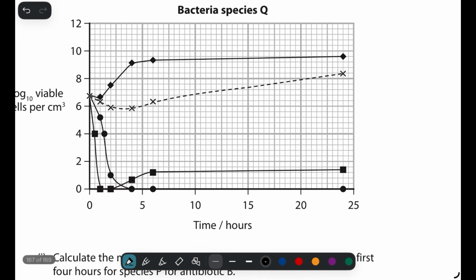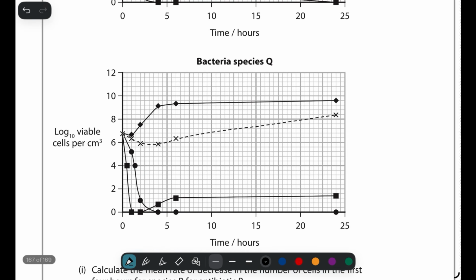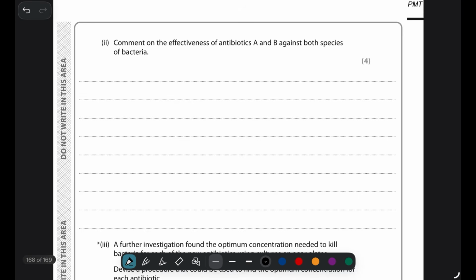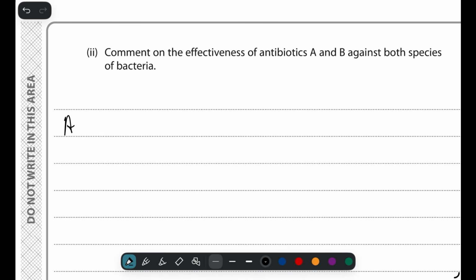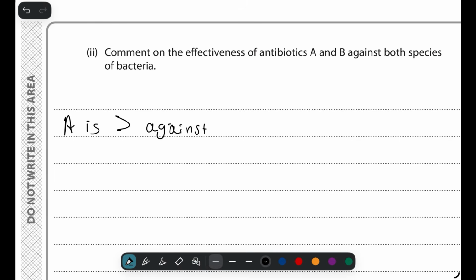I'm just looking at Q. We actually maybe have a different story, because for B it's gone to 0 quicker, but then some of them got back up, so there's some resistance there. Whereas with A, although it took longer to get there, it stayed there. So I would first of all be mentioning that A is better against Q, and then B is better against P. Sorry about my handwriting, it has actually been atrocious in this video. Okay, so those are things I can say.